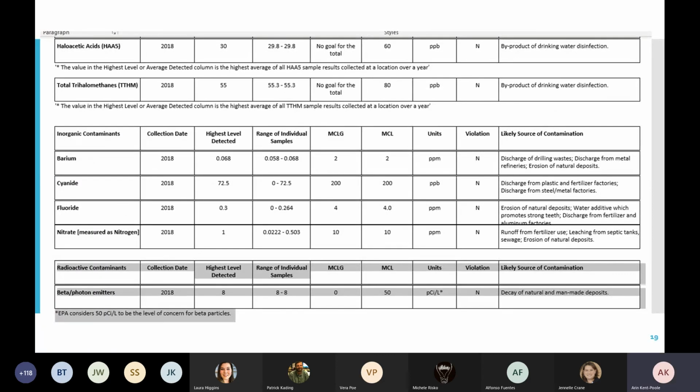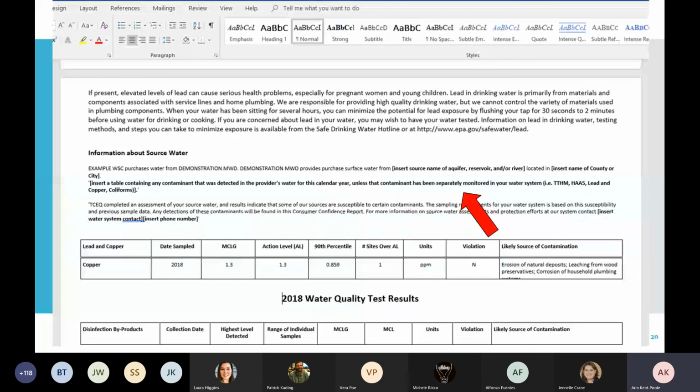If you generated your provider's CCR, copy and paste the tables from your provider that your system is not monitoring into your report. You should only copy and paste entry point samples from your provider CCR to yours. The copied provider tables should be posted in the place indicated by the red arrow onto your original generated CCR document.